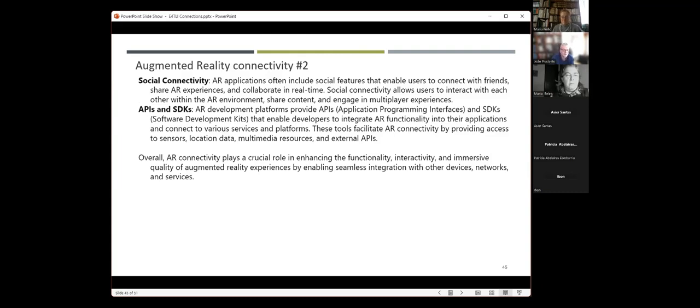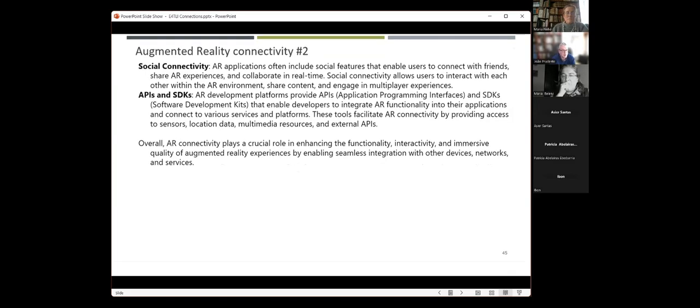The connectivity, or the sharing of experiences with social, is what I believe, not metaverse, and connections with APIs and SDK. So the connectivity is crucial to enhance functionality and the things that we expect.